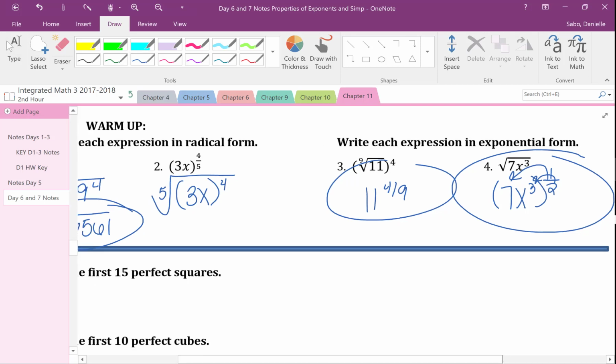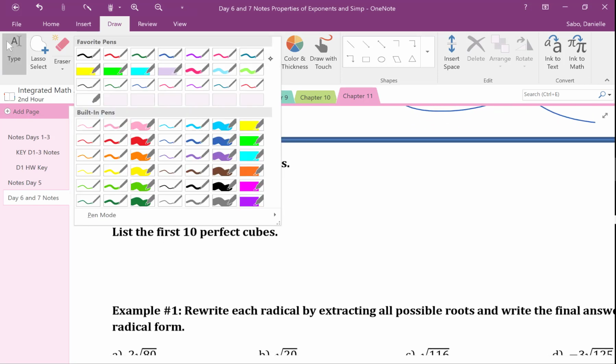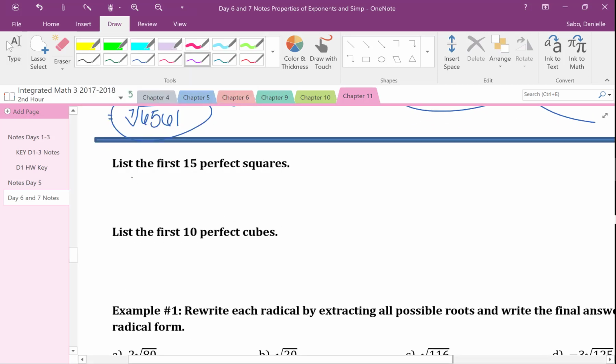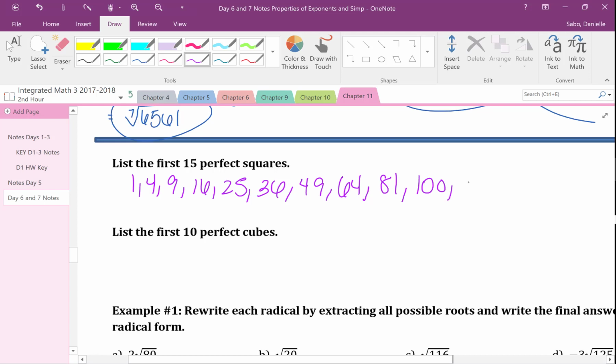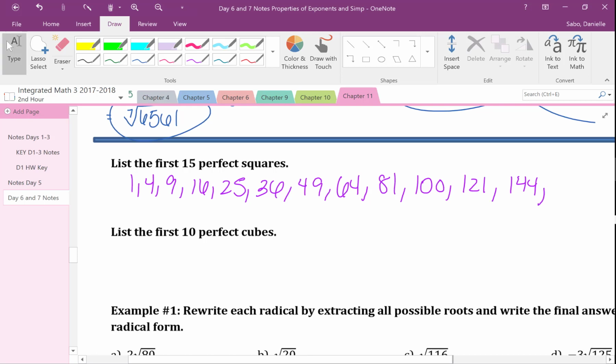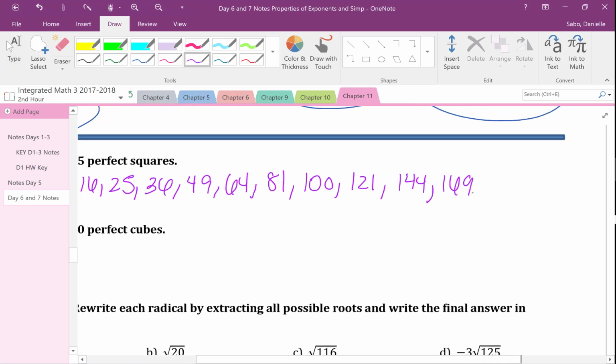Okay? So let's talk about these perfect squares, the first 15. What's the first one? 1. Second? 4. Third? 9. Fourth? 16. Fifth? 25. Sixth? 36. 7? 49. 8? 64. 9? 81. 10? 100. 11? 121. 12? 144. 13? 14? 15. Very good.